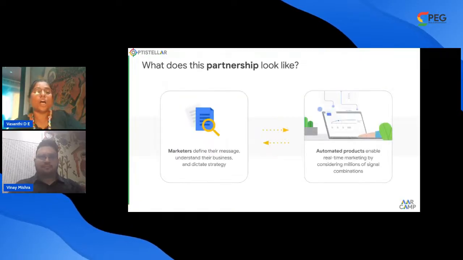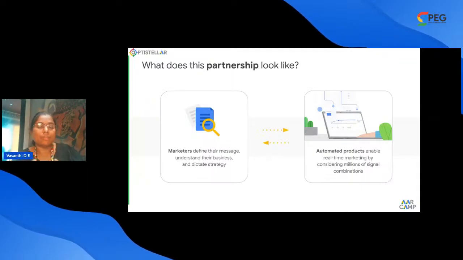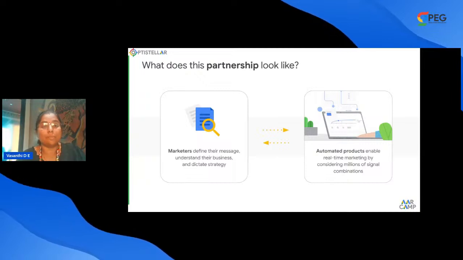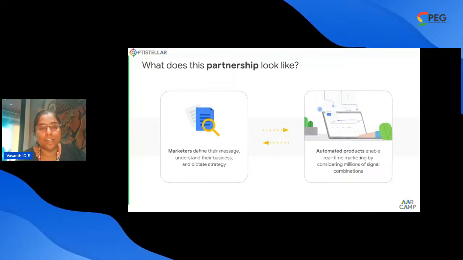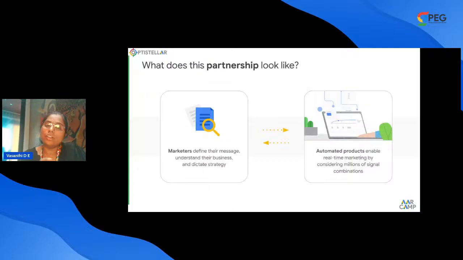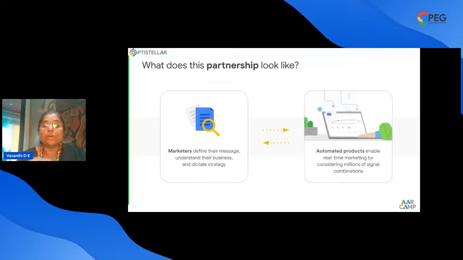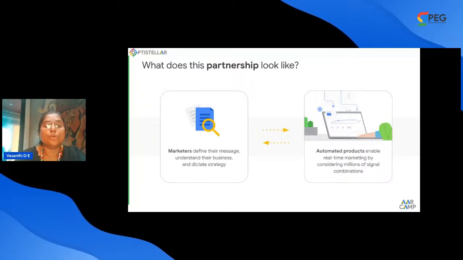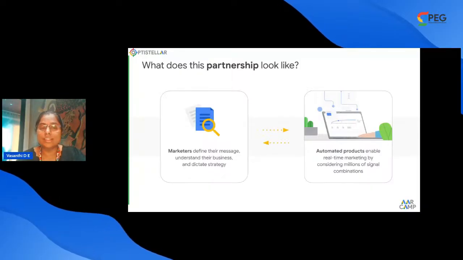Now let's jump on to our first topic of the session today, which is what this partnership looks like between the marketeers and automated products. In digital marketing, when marketeers and automation tools work together, they can plan marketing in a much better way. Both are really important for making your ads do well, and the marketeer is like the boss who knows the business inside and out.